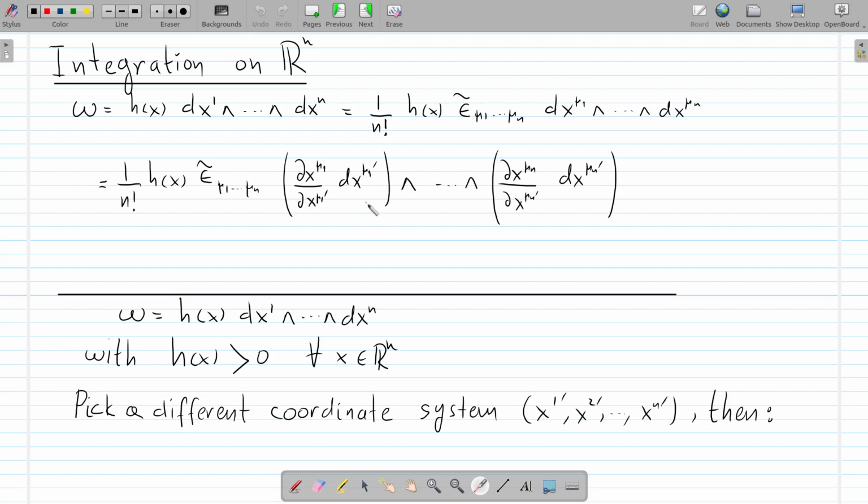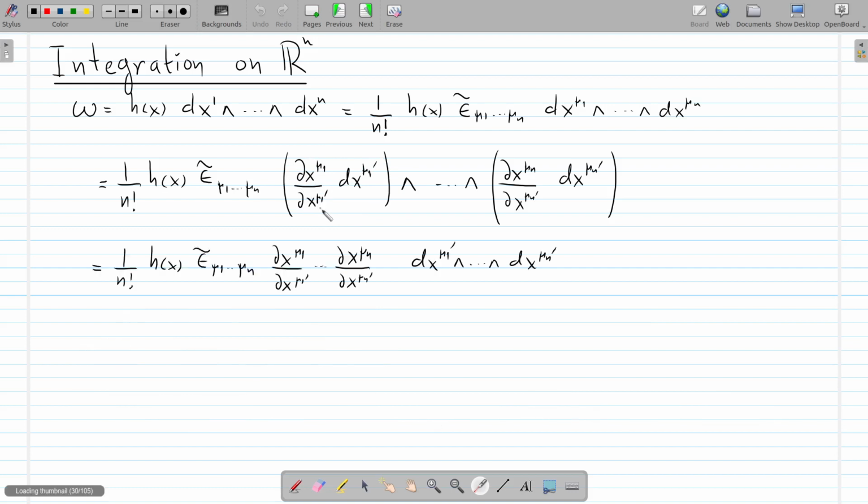In the new coordinate system, we can express the coordinate basis dx mu as a linear combination of the coordinate basis dx mu prime. And this is given by the well-known transformation rule, given by the derivatives of x mu with respect to x mu prime. Because of the linearity of the wedge product, all those factors can be moved in front, and then we have an expression that gives us omega in terms of the new basis.